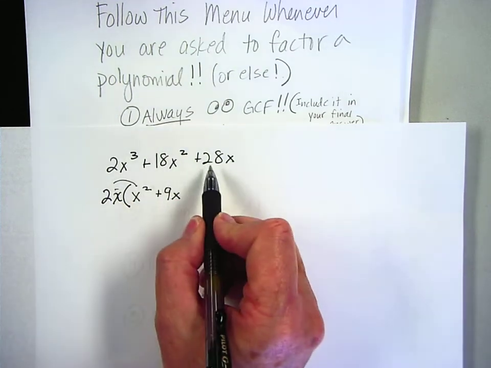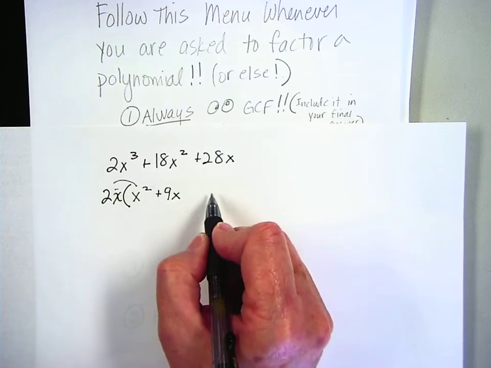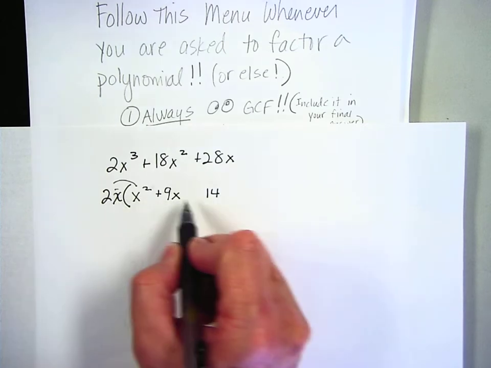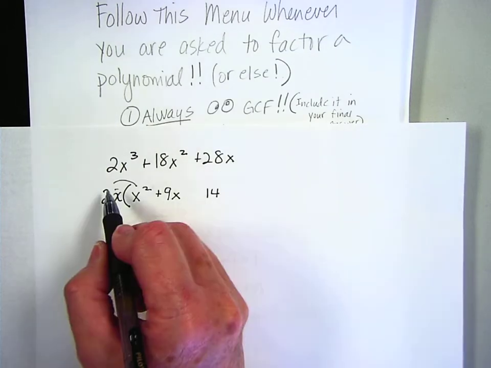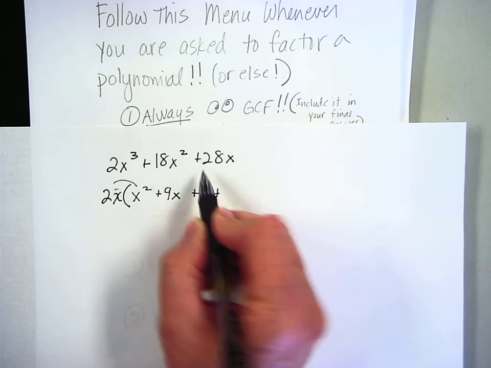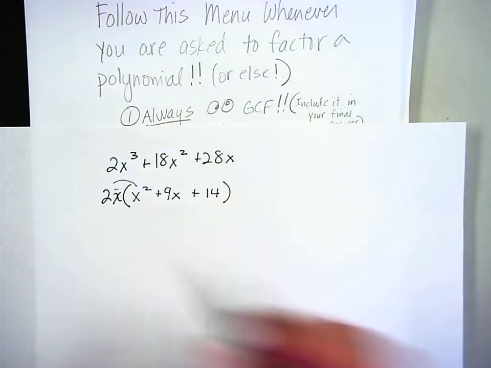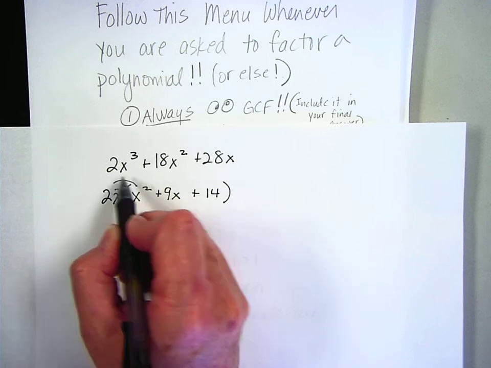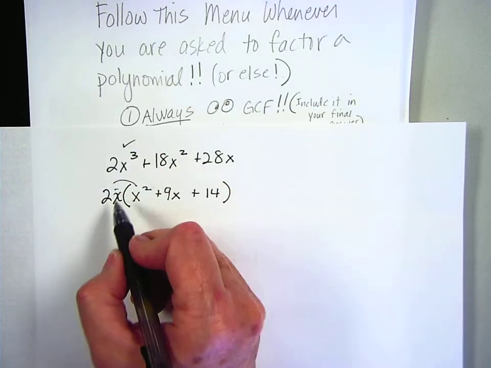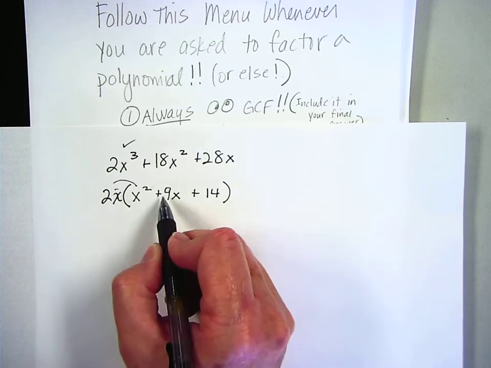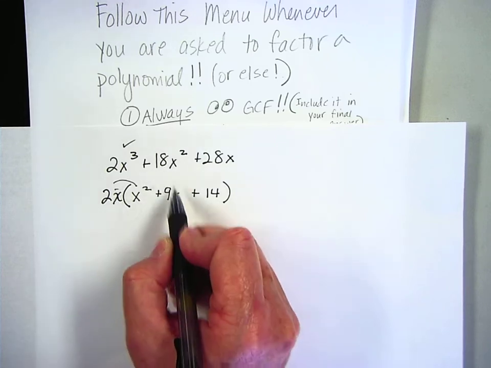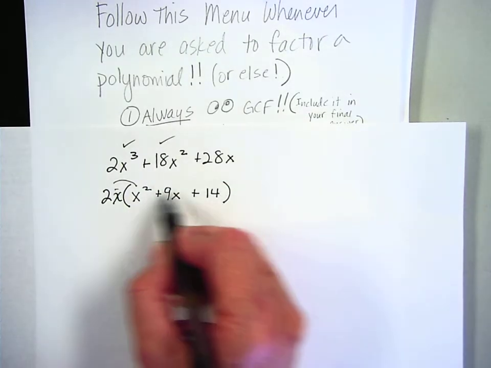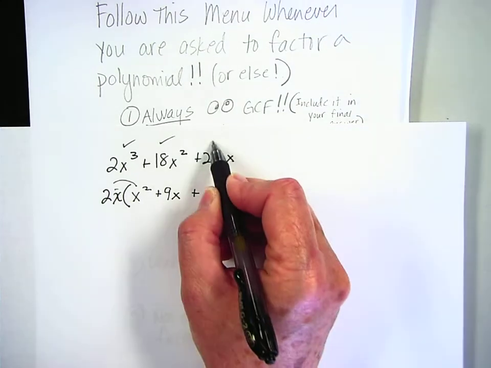Okay, and 2x times what is 28x? Well, I know that 2 times 14 is 28, and 2x times 14 is 28x. A positive times a positive is a positive. I think we're done, but let's double check. 2x times x squared, I have 1, 2, 3 x's, x to the third, and a 2. Boom, done. 2x times 9x, 2 times 9 is 18, x times x is x squared. Boom. 2 times 14 is 28, and 1 x, 28x. Boom.